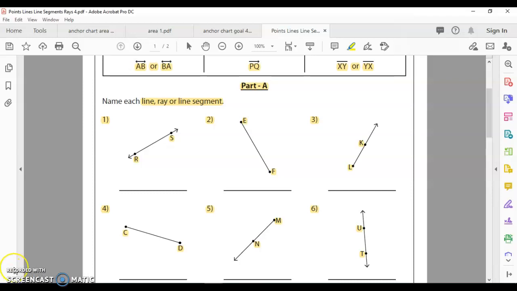And this is it for today. Goal number 3 and goal number 4.